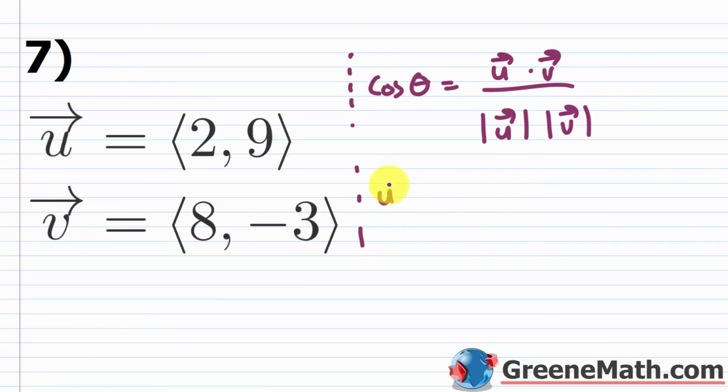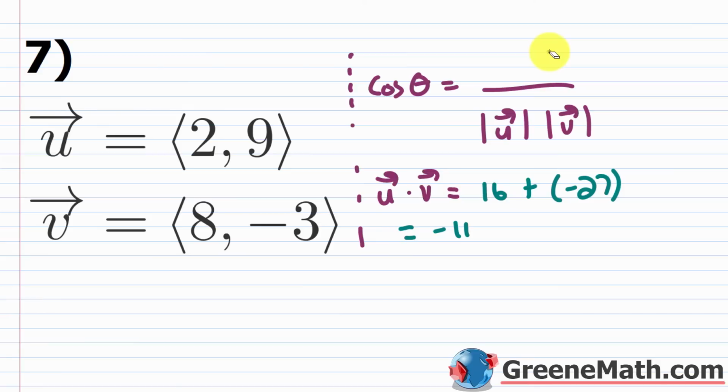So let's figure out the dot product first. u dot v is equal to, I'm going to multiply these horizontal components together: 2 times 8 is 16. And then plus, I'm going to multiply these vertical components together: 9 times -3 is -27. So 16 plus -27 gives me -11. So let me put this up here as -11.